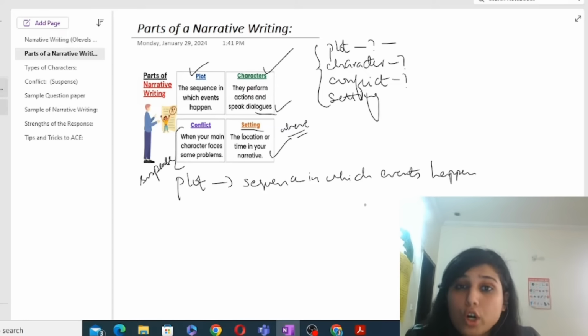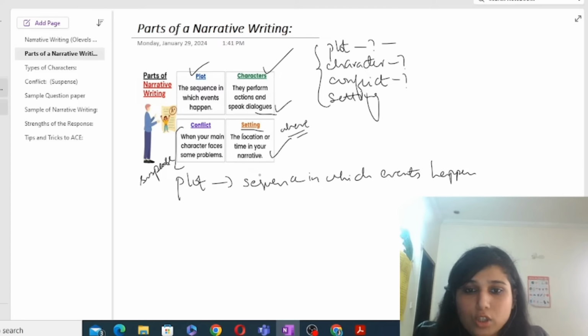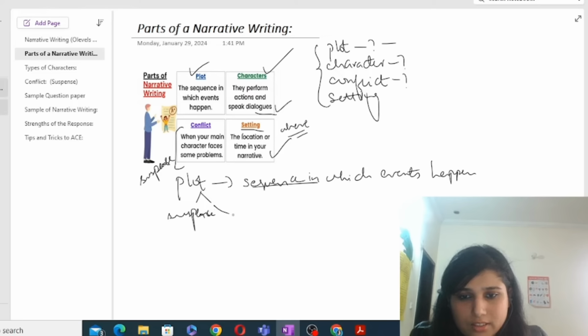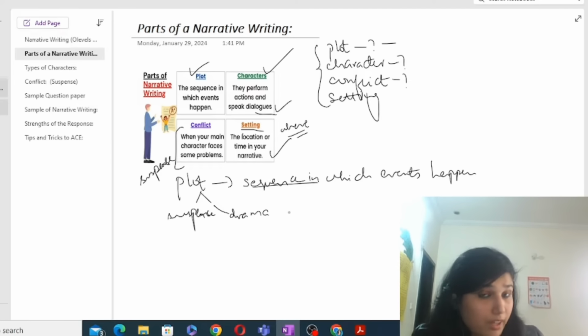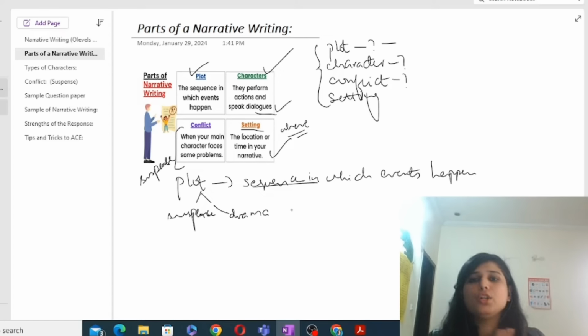Let me tell you. A good plot shows how the character gets into a conflict. If you are making a good plot, then your character has to get into trouble and then work out a solution to deal with the problem. A good plot creates two further things, suspense and drama. That is one of the most important parts of creative writing, especially in narrative. I repeat, without conflict or suspense, no one will read your story.